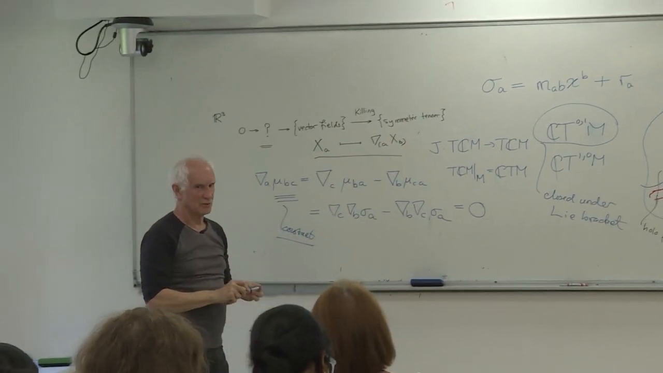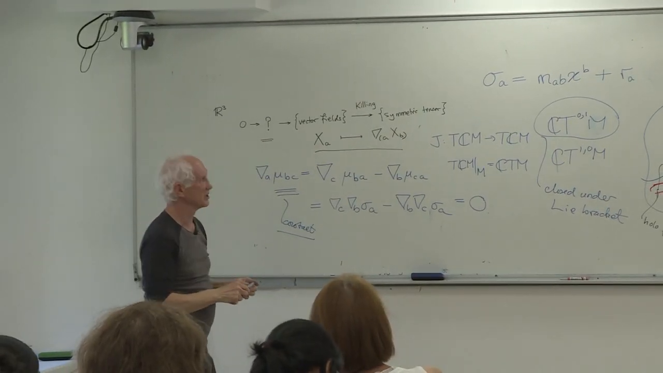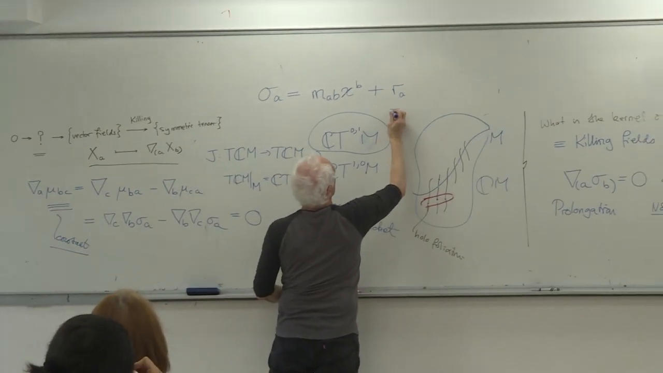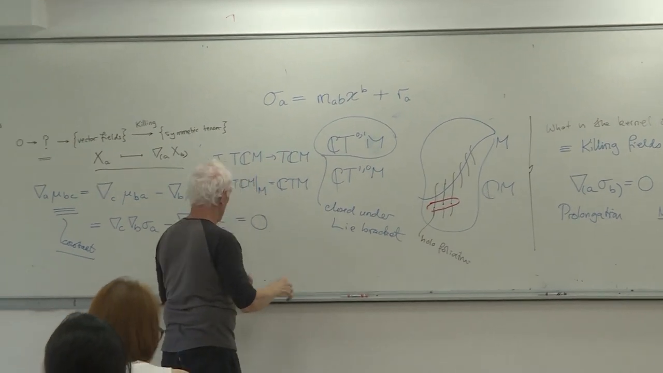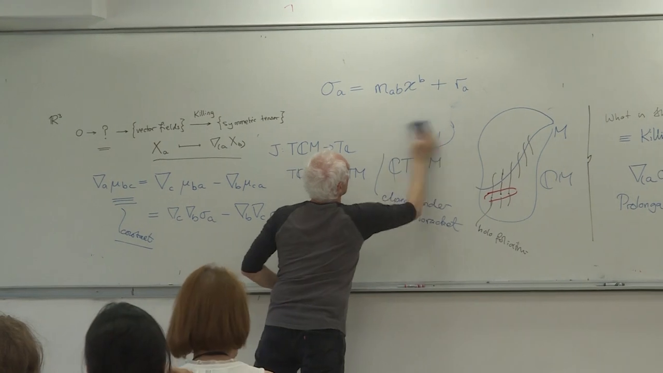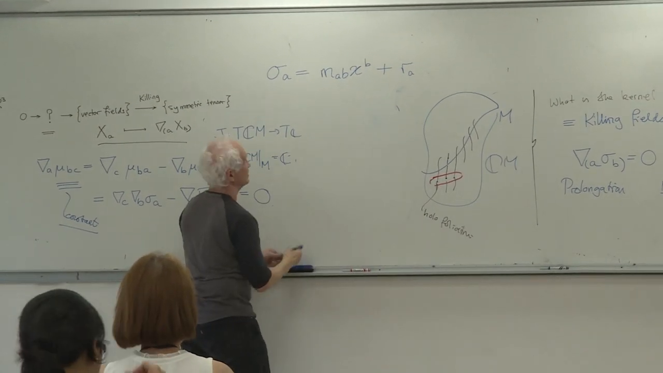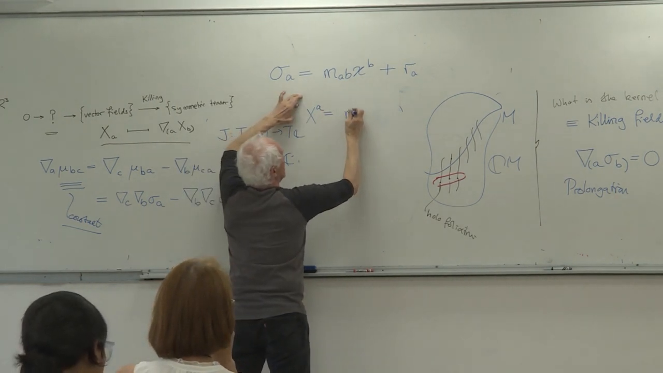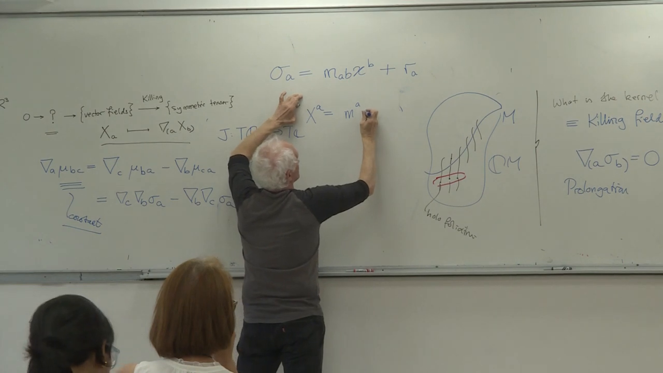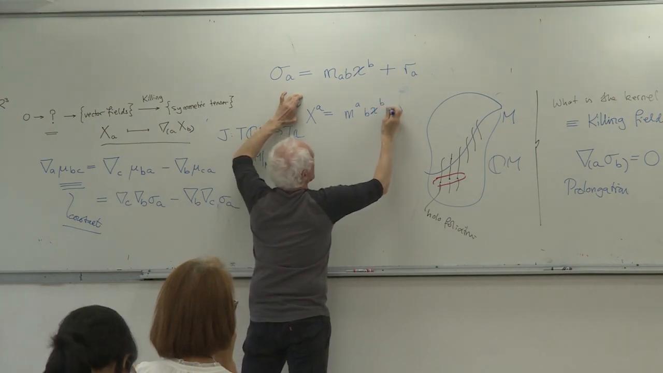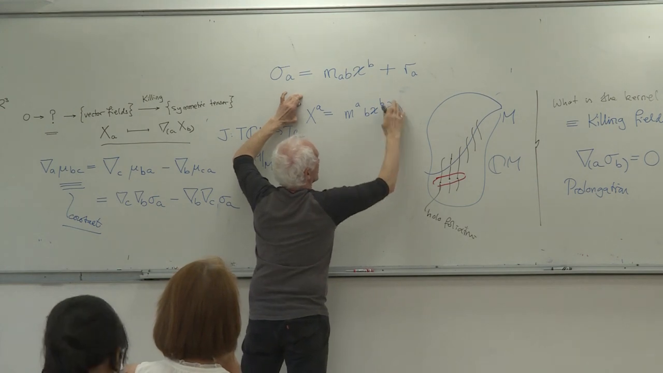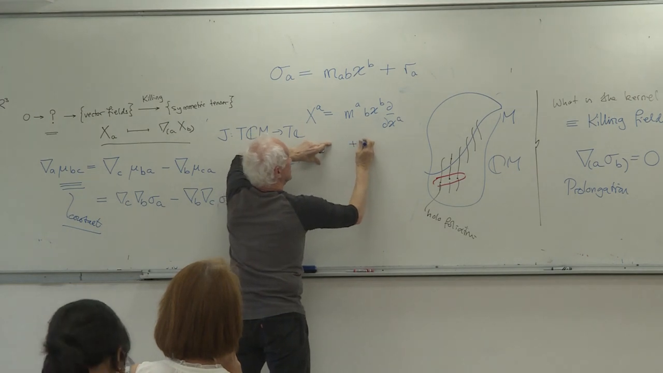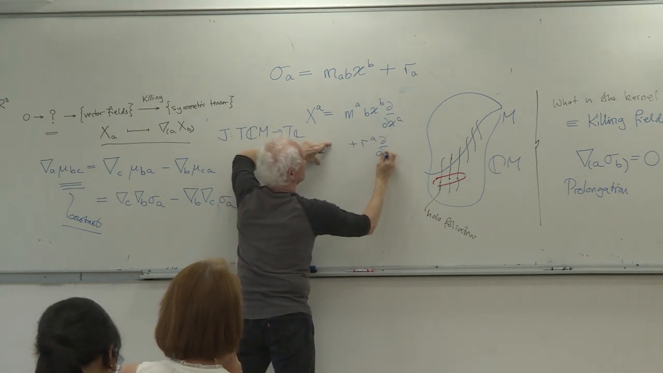Okay, and you sort of recognize this has something to do with the symmetries of Euclidean space. Let's be a bit more explicit about what's going on here. I'm telling you what a vector field is. This vector field is equal to, I'm just raising the indices, M^A_B X^B ∂/∂X^A, that's the more correct way of writing it, so the indices are in the right order, plus R^A ∂/∂X^A.